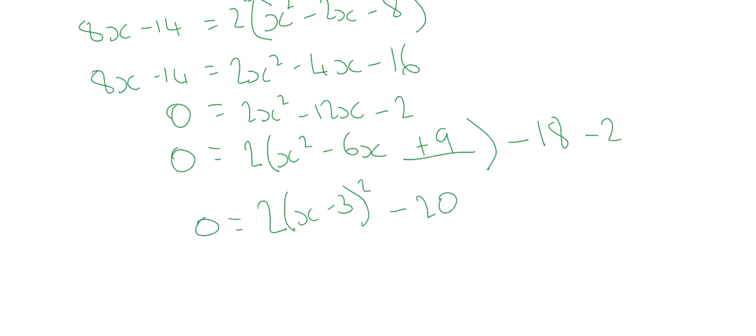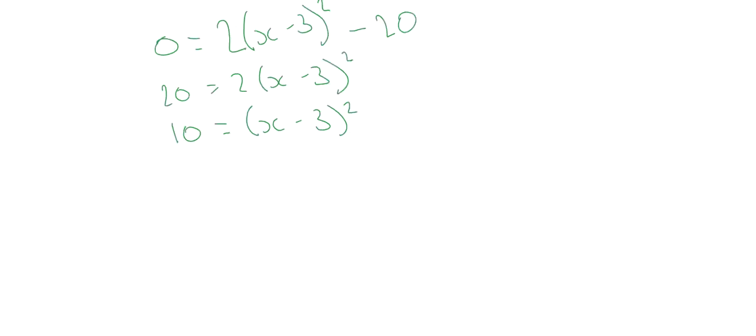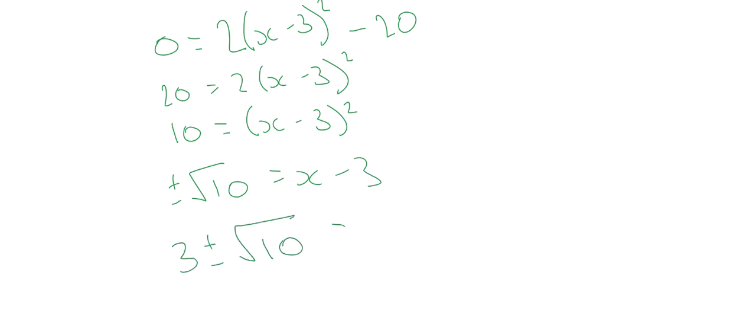Now what I'm going to do is continue to solve it. So this 20 comes across here. 2 times x minus 3 squared. I'm going to divide everything by 2, so I get 10 equals x minus 3 squared. Need more room. Bring across this, so it's positive or negative root 10 equals x minus 3. This comes across as a plus, so 3 plus or minus the square root of 10 equals x. And that is my solution in exact form or surd form. And that's question 8.